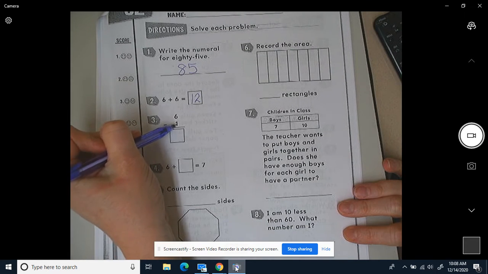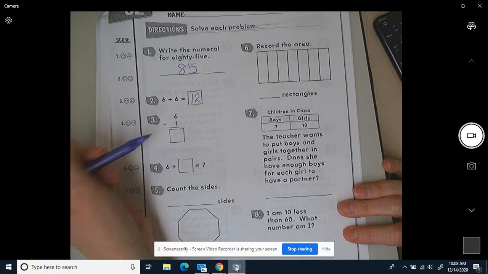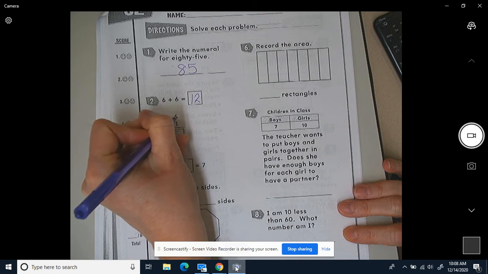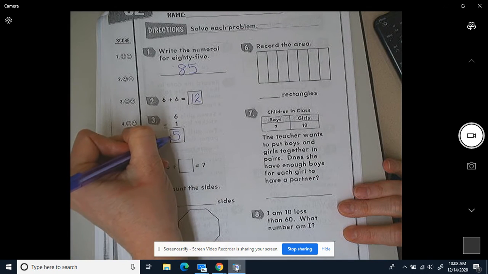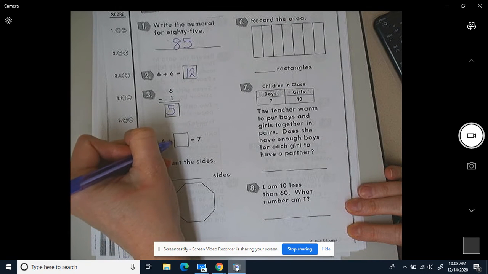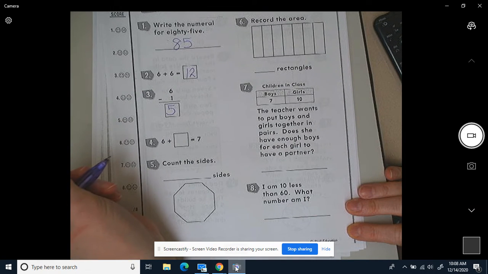Number three, what's 6 minus 1? Well, I could just count back 1, couldn't I? 6 minus 1 is 5 because 5 plus 1 is 6. 5 is my difference.